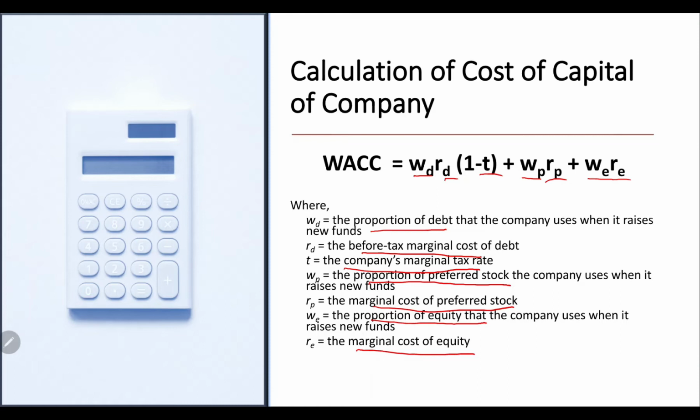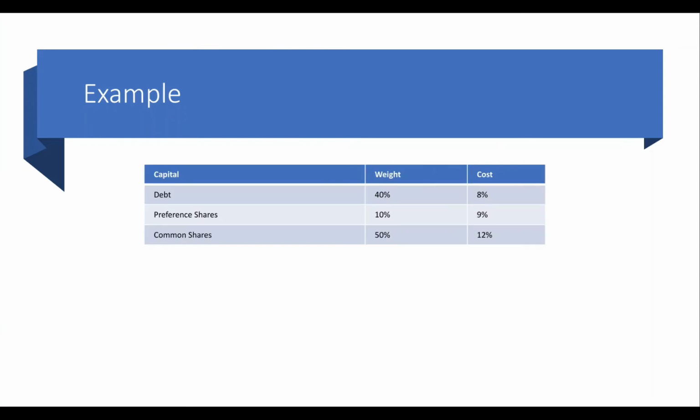Now we'll take an example so that you can understand the concept with better clarity. Consider a company XYZ Limited with a capital structure like this. So you have debt, preference shares and common shares, each with a weight of 40, 10 and 50% and a cost of 8, 9 and 12%. Assume that a tax rate of 30% is applicable to the company, and now we are supposed to calculate the weighted average cost of capital for this company.